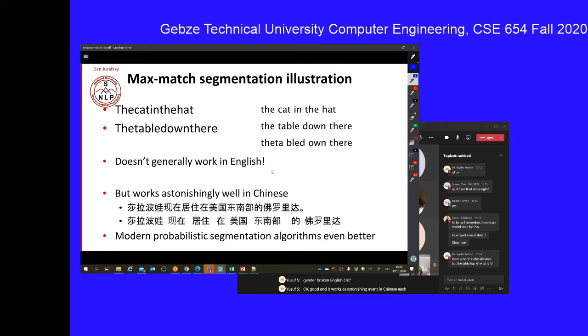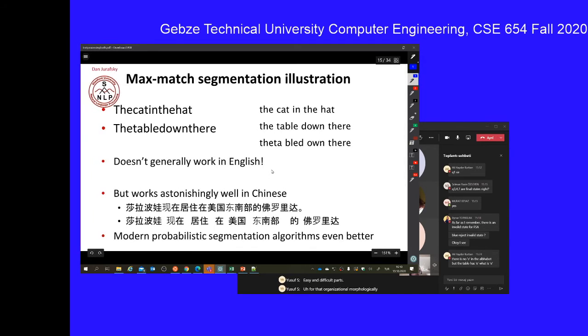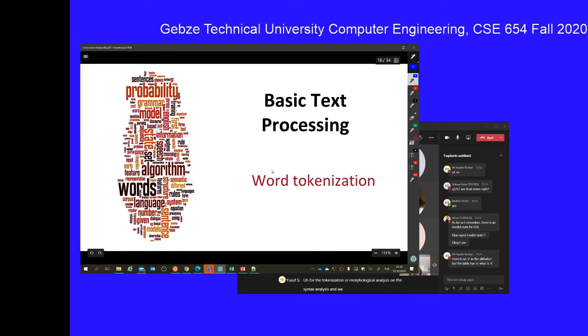Each language has its own easy and difficult parts for tokenization, morphological analysis, or syntax analysis, and we try to point them out from time to time.